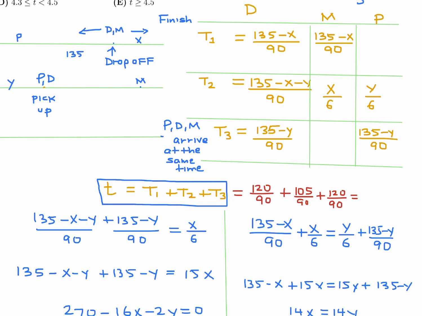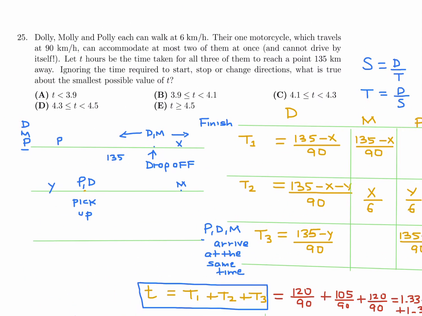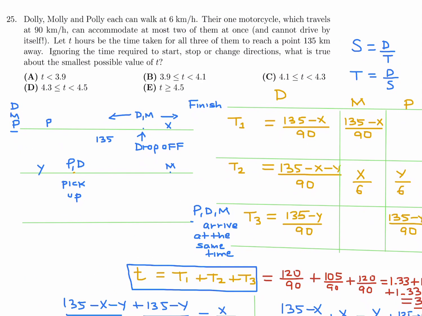And that is, in terms of decimals, 1.33 plus 1.166 plus 1.33, and if you add it all up, it's approximately 3.83. So that is the shortest. The strategy was to figure out the shortest, 3.83, and therefore t would lie in which interval?